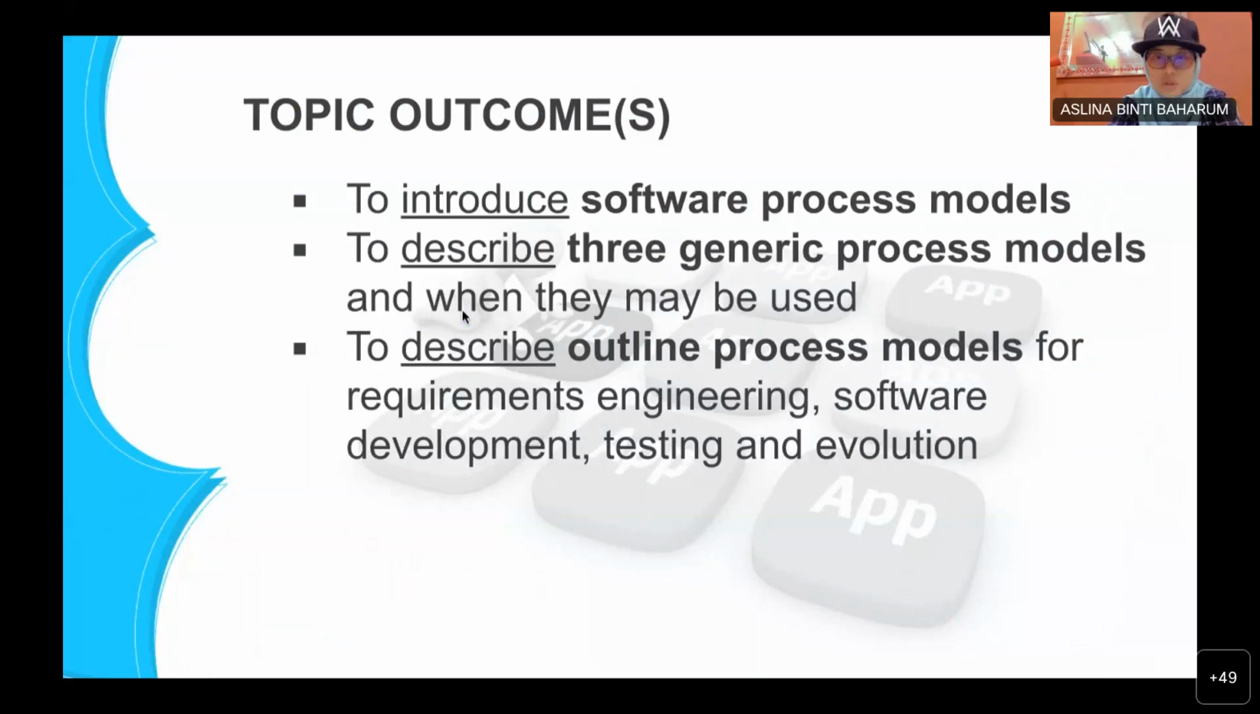At the end of this topic, it should introduce you to what software process models are. It describes the 3 generic process models, the general ones being used. Then it describes outline process models for requirement engineering, software development, testing, and evaluation. This is a normal outline in the process model. We start with the analysis, where we get the requirements, and after we get the analysis, we can start the implementation.